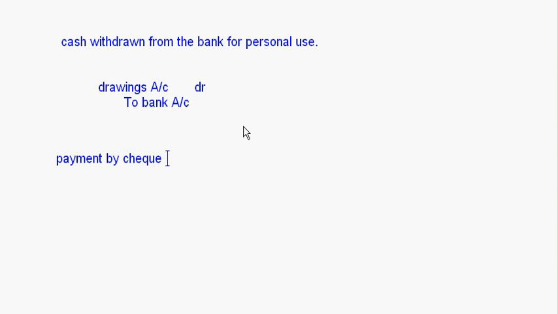Payment by check to a creditor. We are paying the money to a creditor, but we are not paying in cash, we are paying by a check, right? So here it will be the creditor account debit to bank account. Whenever we are paying or receiving anything by check, then it will always be bank account, right? In this case, we are paying the money, so to bank account, and the creditor who is receiving the money, his account will be debited, right?